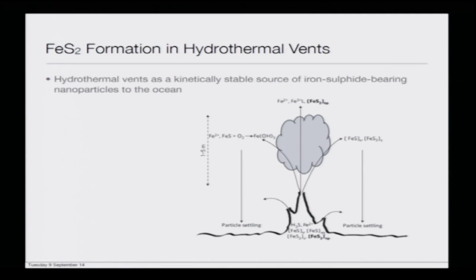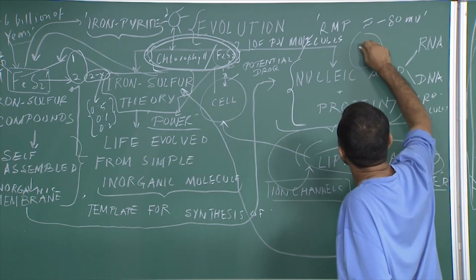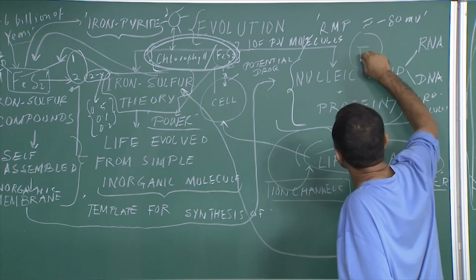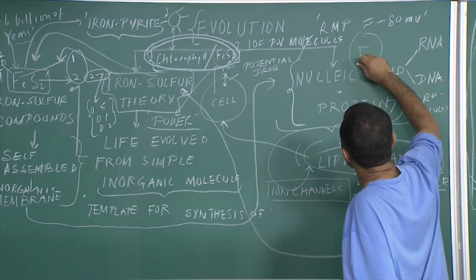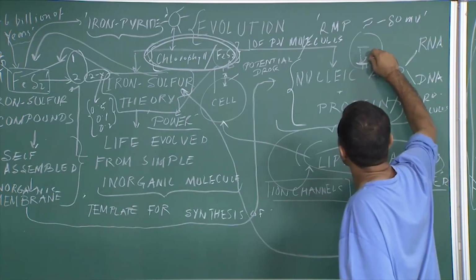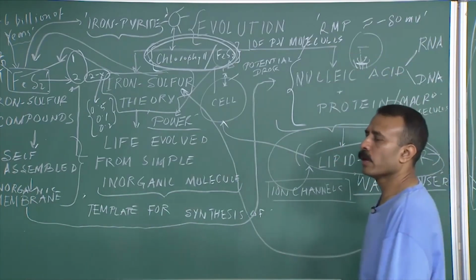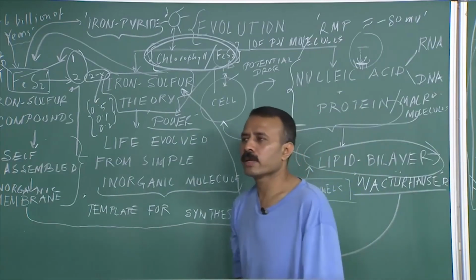But then where they are currently, where FeS2 is most prominent, is FeS2 formation in hydrothermal vents. So, if you look at the floor of the earth, and if you go down the sea, pretty much at the base of it, where molten magma and all those gases are coming out from the core of the earth, you have these hydrothermal vents.